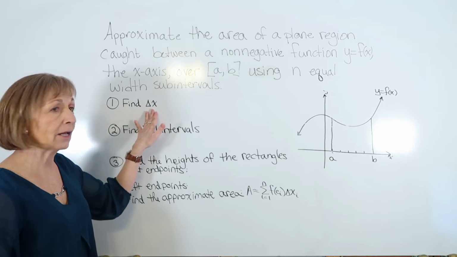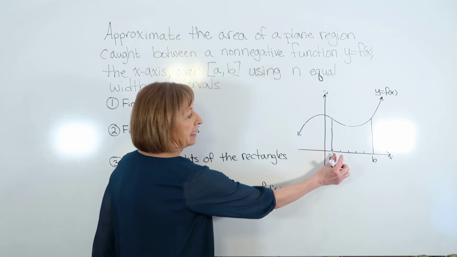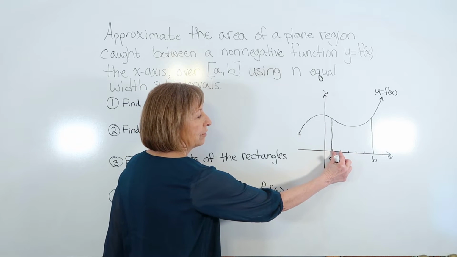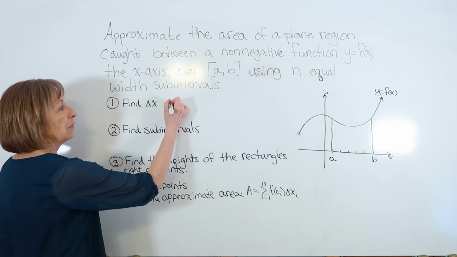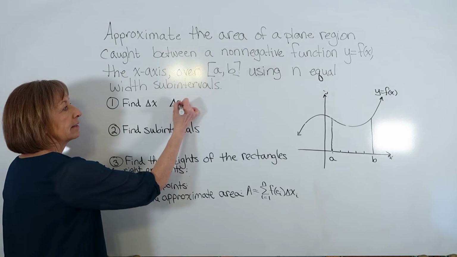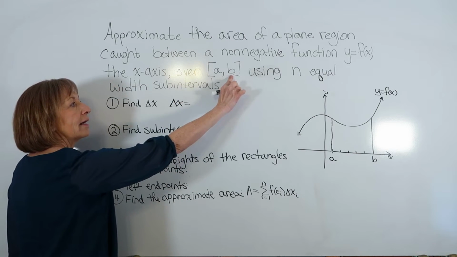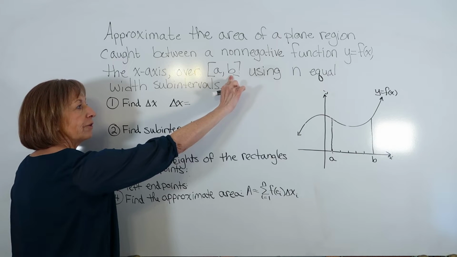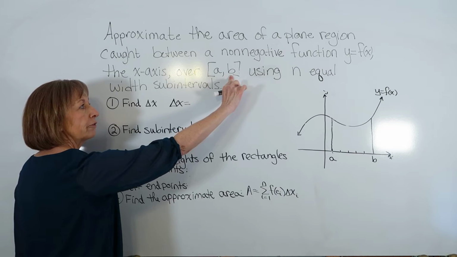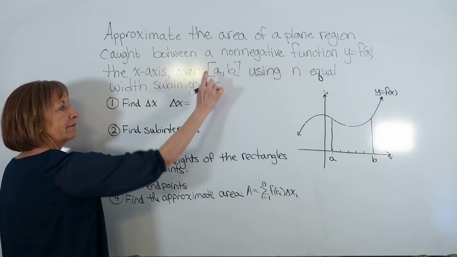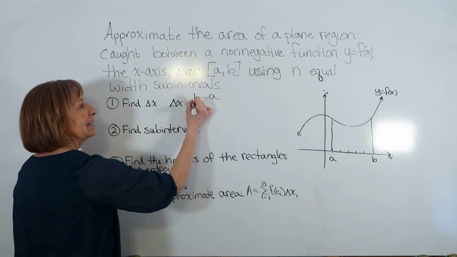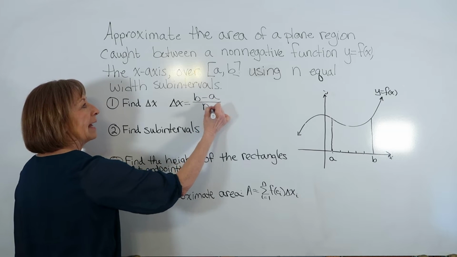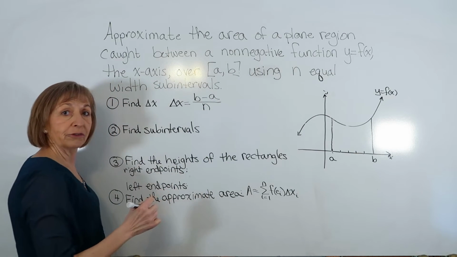So delta x, the increment in x that will take you from the start of the interval and work your way across, we find delta x by taking the end of the interval, the right endpoint of the overall interval, minus the beginning of the interval. So we're going to go b minus a and divide that by n, how many equal subintervals that you want.